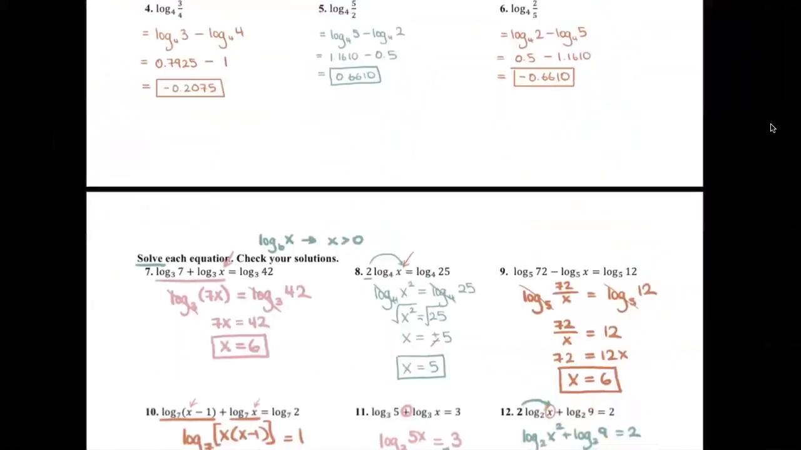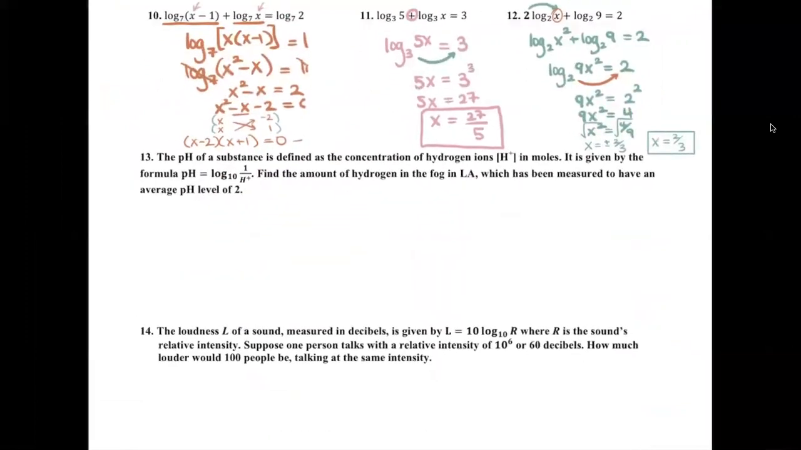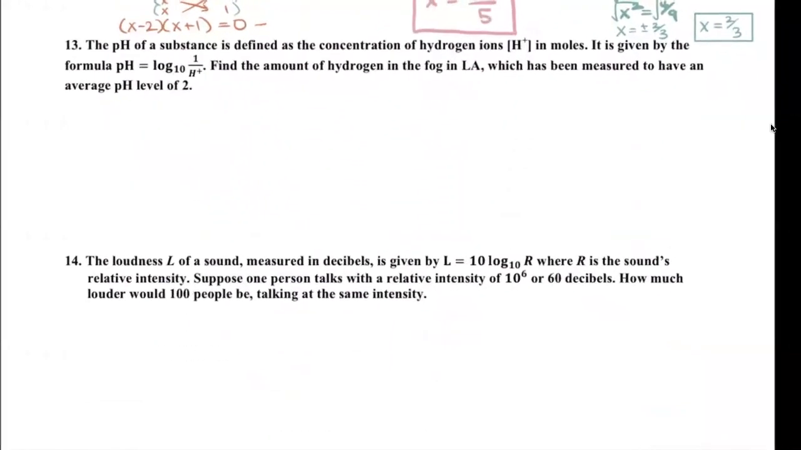All right, and let's wrap this up, guys, with some word problems. So number 13, it says the pH of a substance is defined as the concentration of hydrogen ions in moles. It is given by the formula, that one. Find the amount of hydrogen in the fog in LA, yikes, which has been measured to have an average pH level of 2. So basically let's plug in 2 for the pH and see what we got.